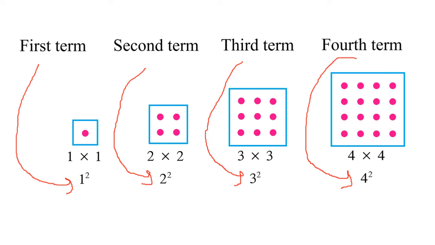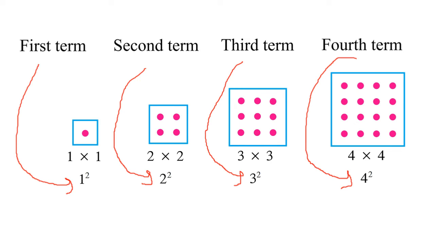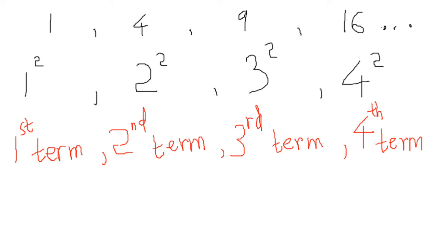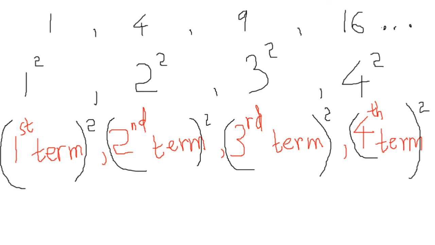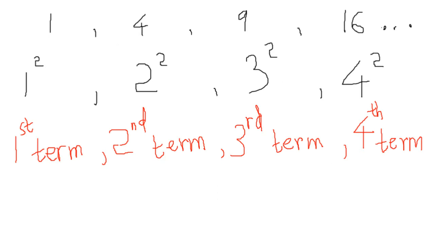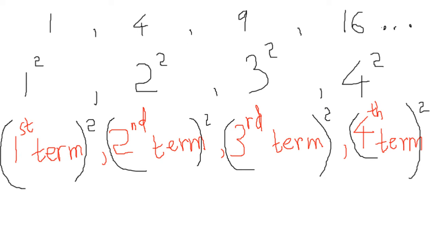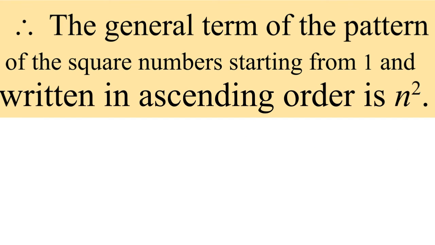In order to make a general term, we need a relationship between the term and the value of the term. අපිට සම්බන්ධකමක් අවශ්‍යයි ස්ථානය හා ස්ථානයේ වටිනාකම අතර. Is there a relationship here? If we multiply the term by itself, we will be able to get the value of the term. If we want to get the value of the nth term, we have to multiply n by n.